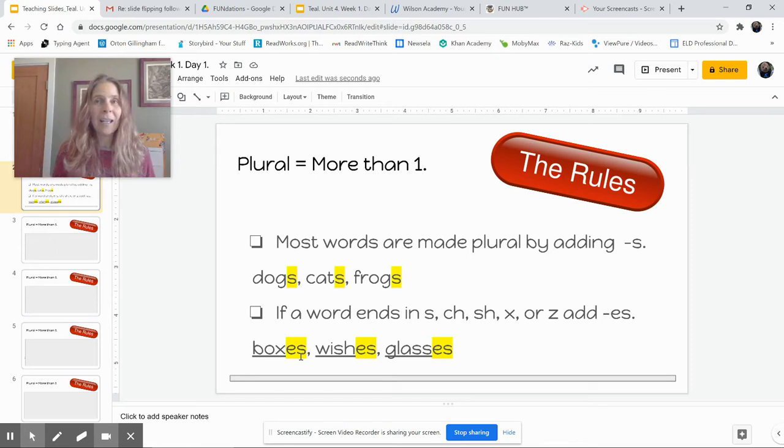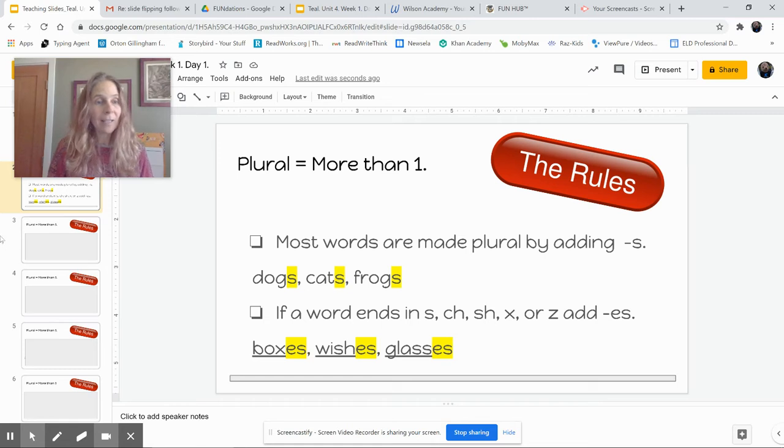It almost sounds like IZ, huh? Boxes, but it's just going to be an S. So boxes ends with an X, so I need to add ES. And I'm looking at my base word here. So wish is my base word. It ends with an SH. So I need to add ES to show that it's more than one. And my last one is glass, like eyeglasses or the glasses you drink out of. It ends with an S, so I need to add ES to make it mean more than one.